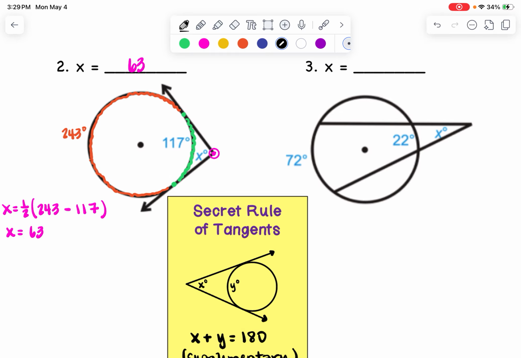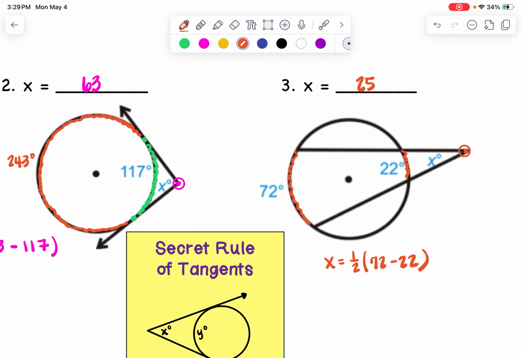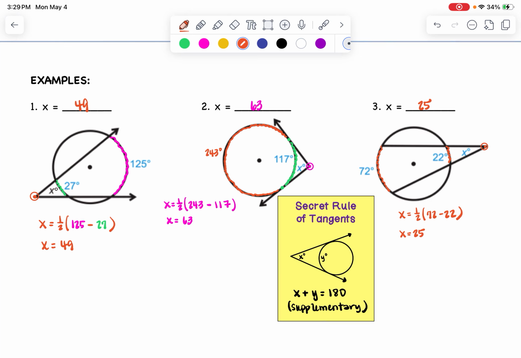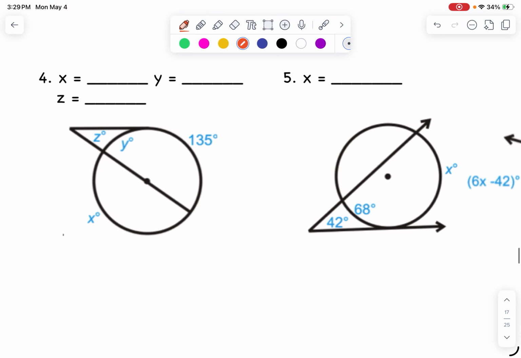Okay, all right, number 3. It looks like we have another vertex outside the circle. So again, it's just going to be half the difference of our two intercepted arcs. So 72 minus 22, obviously that's 50. So half of 50, 25. Again, nice and light work today. Just got to know your rules. All right, let's hop to just a few more examples and then we're pretty much done.